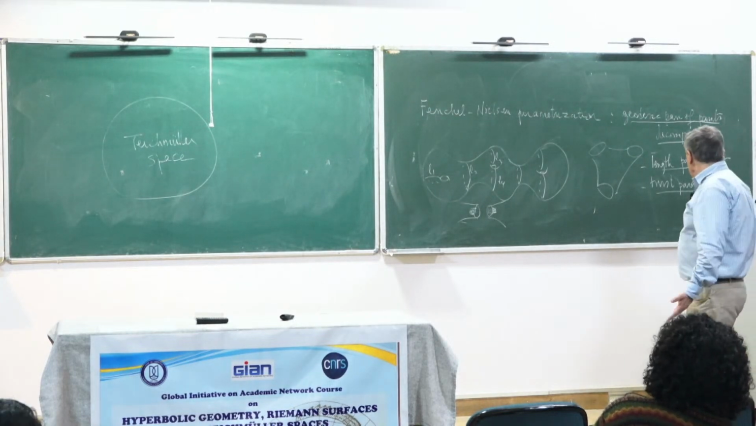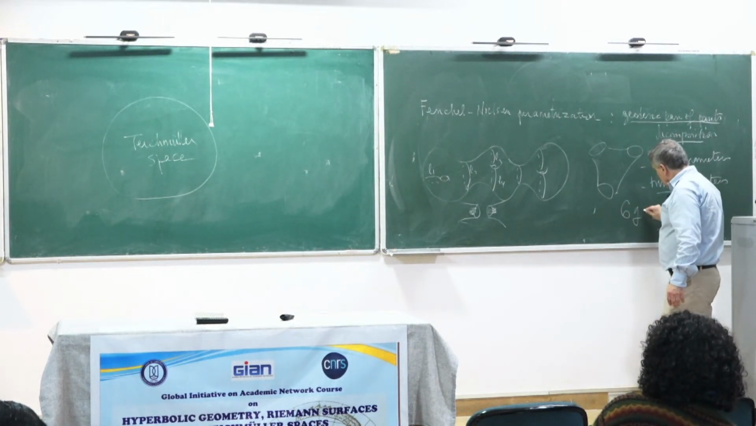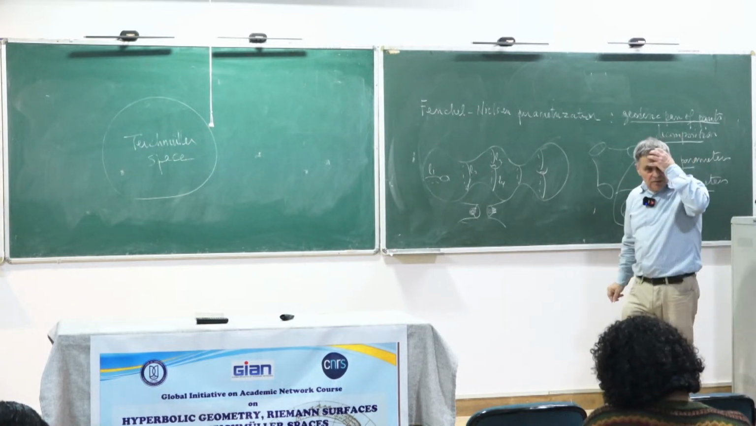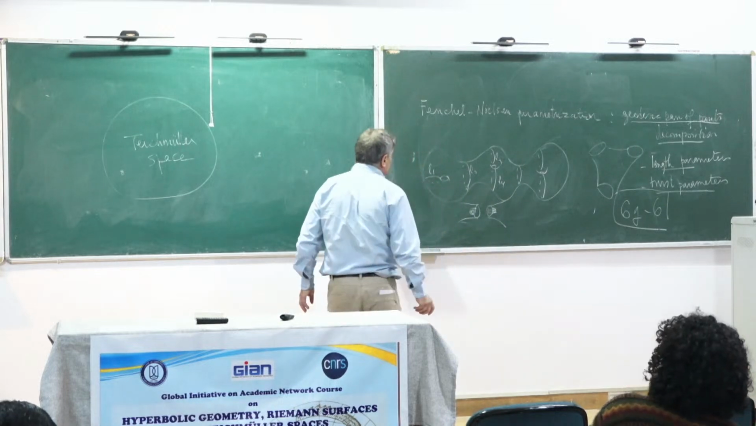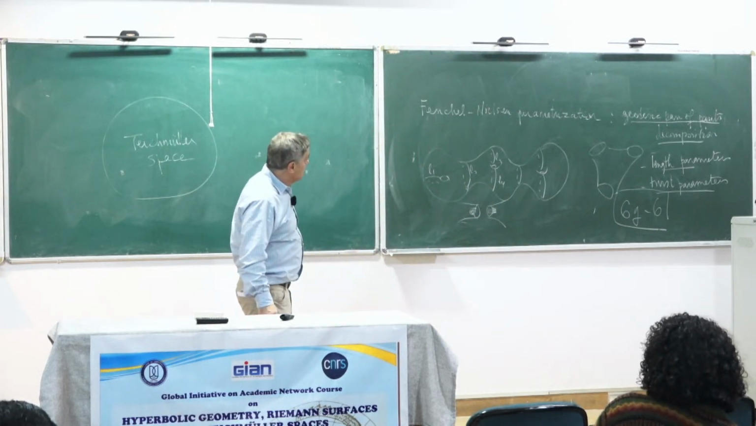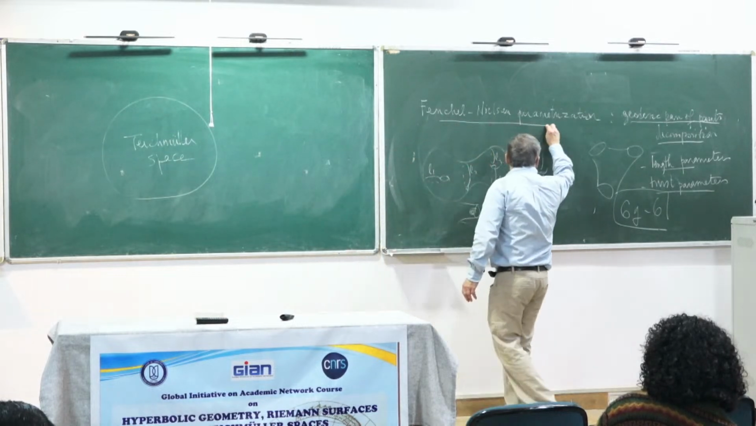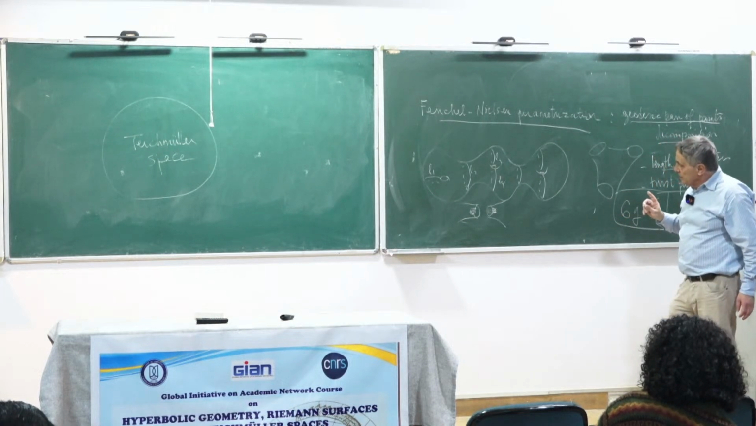Okay, and this is what makes this space of dimension 6g minus 6, because if you make the count, then you find this number 6g minus 6. This is the Fenchel-Nielsen parametrization.